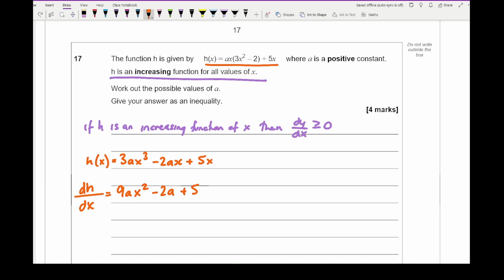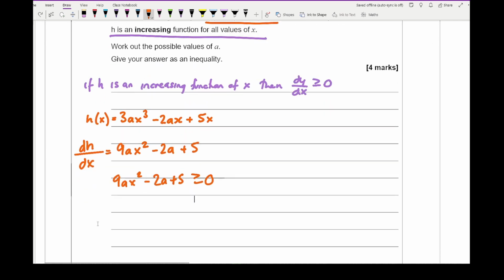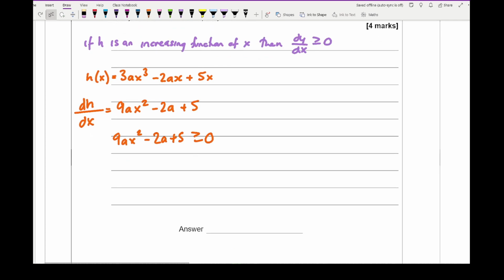Now from this, we know that 9ax squared minus 2a plus 5 has got to be greater or equal to 0. Looking at this expression, you might be thinking, how am I supposed to solve this when I've got a 9a and x? I've got two letters. Well, how we solve it is actually looking at it in this form. What we're wanting is for this to be greater or equal to 0.